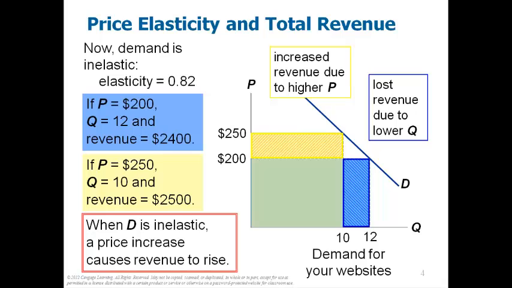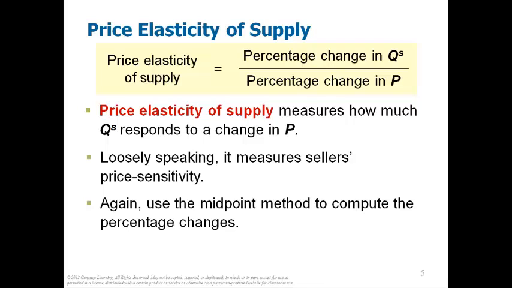So if you increase the price of your product to $250, the total revenue is going to be equal to $250 times 10, or $2,500. So notice that in this case, if you raise the price, your total revenue is going to go up. So if the demand for your product is inelastic, an increase in price causes total revenue to rise, and a decrease in price causes the total revenue to fall. And that's it for the price elasticity of demand.